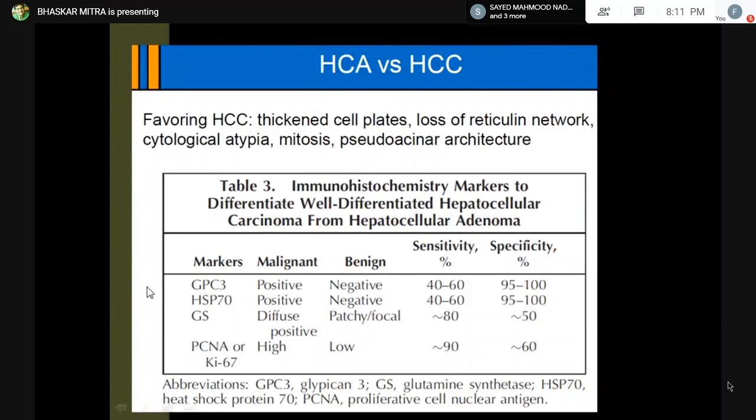In the markers, they show glypican-3 positivity in the malignancy, HSP70 positivity, heat shock proteins, and glutamine synthetase diffuse positivity. In the benign, they show patchy and focal positivity, except for the beta-catenin one, which shows diffuse. Ki67 and PCNA show high proliferation index in cases of malignancy as usual.